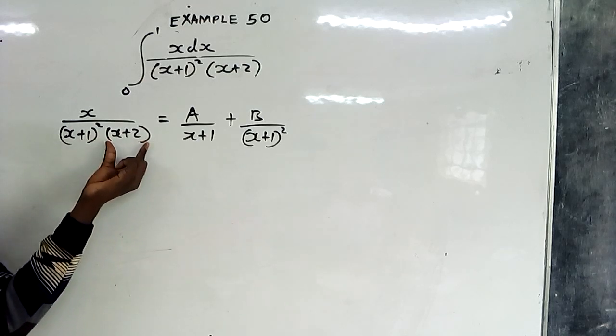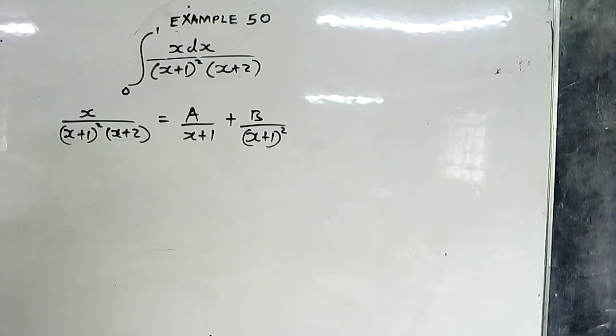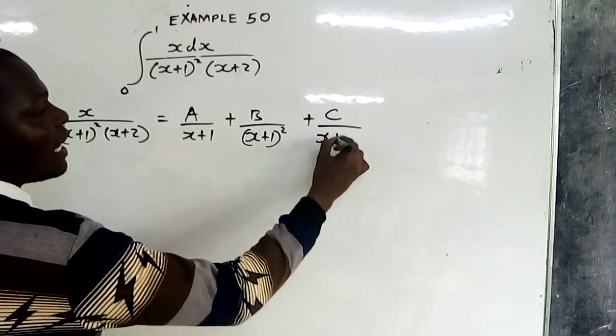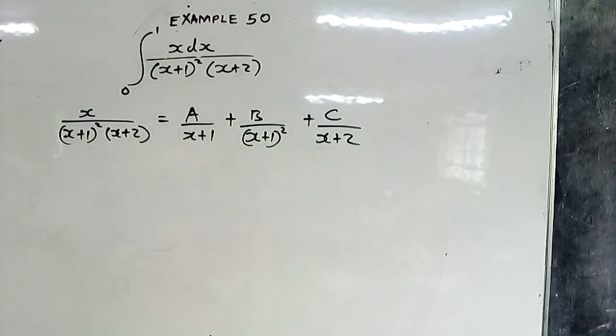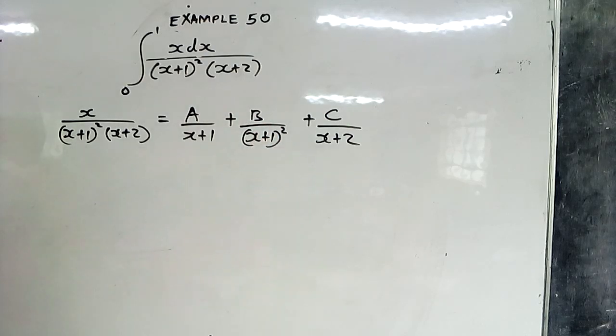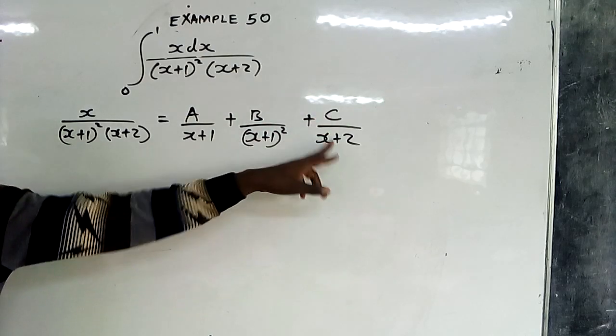Then you move to the next one. x plus 2 is also a linear factor, isn't it? So it is also going to be a constant over the linear factor. That is how to resolve linear factors. A linear factor is just a constant over that linear factor, a constant over that linear factor, until you exhaust its highest power.